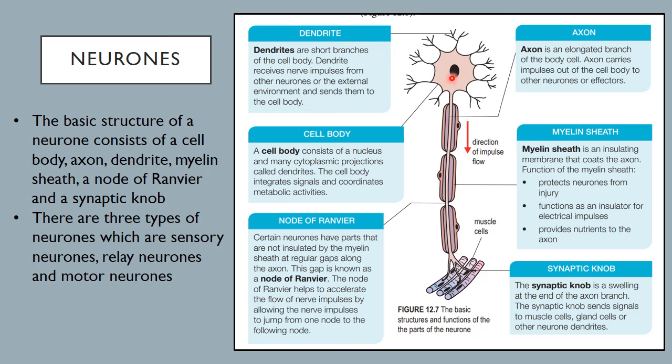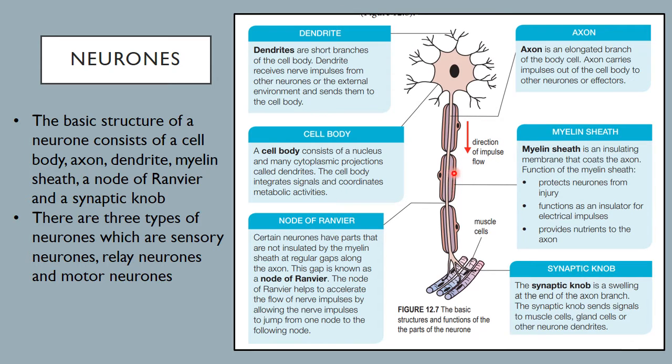And then this elongated branch of the cell body called axon, where it carries impulses out of the cell body to other neurons or effectors. This arrow shows direction of impulse flow.